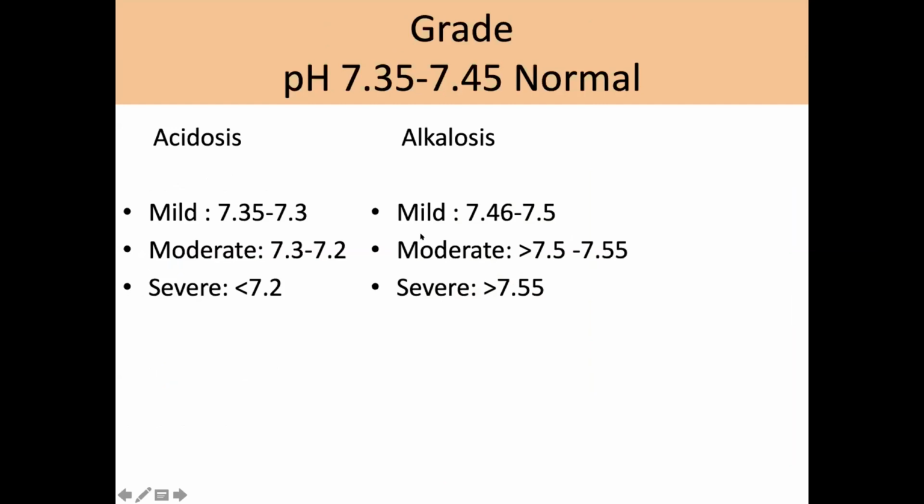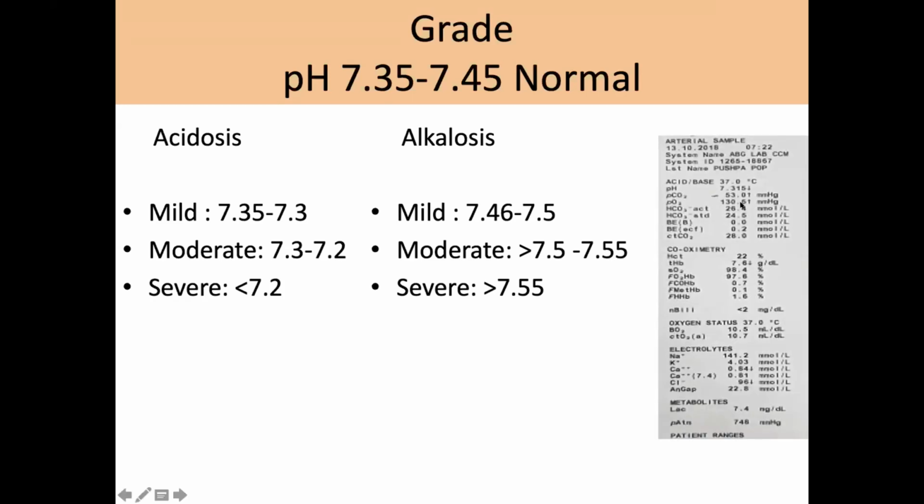Alkalosis, that is tolerated better in patients. Mild is from 7.45 to 7.5. Moderate is still 7.55, and anything above 7.55 is severe alkalosis. Always remember, patients have a tendency, and even we are not bothered significantly when the patient is in an alkalotic state. So here, for example, the pH is 7.35. So it is between 7.35 to 7.3. So this is mild acidemia.